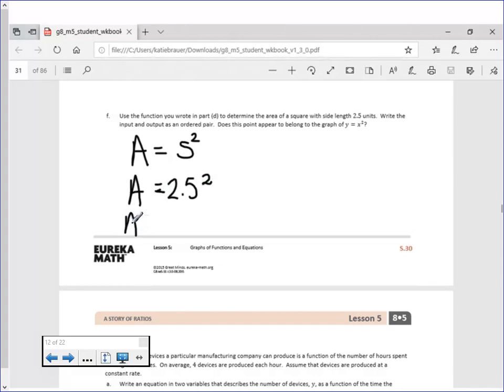So you have a calculator. Type in 2.5 and hit the x squared button. 6 point what? Thank you. So when your side length is 2.5, the area is 6.25. It asks you to write that as an ordered pair. If your side length was 2.5, the area would be 6.25.